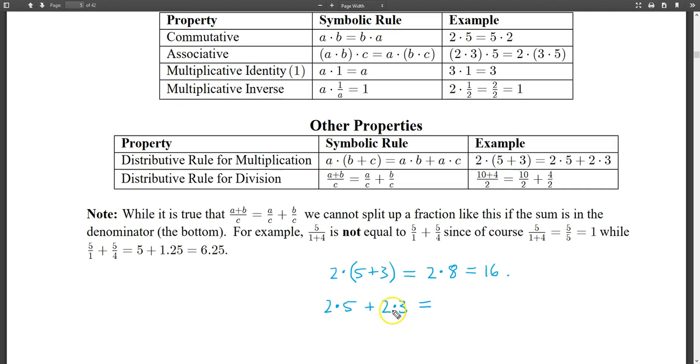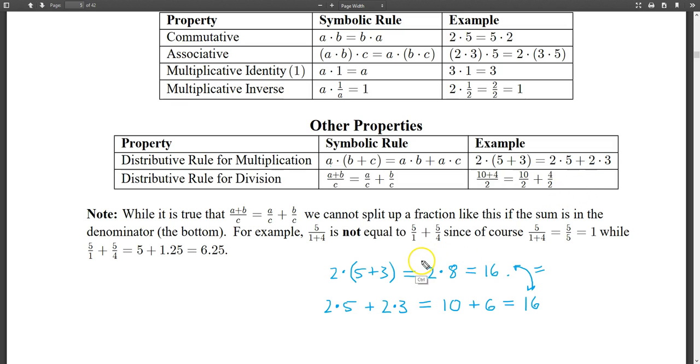Well, now you do the multiplication before addition. That's another rule that we will get to under order of operation. So 2 times 5 is 10. 2 times 3, of course, is 6. And when you add them, you get 16, and you see these are the same number. So that illustrates why this is true right up here. So that's called the distributive rule for multiplication.